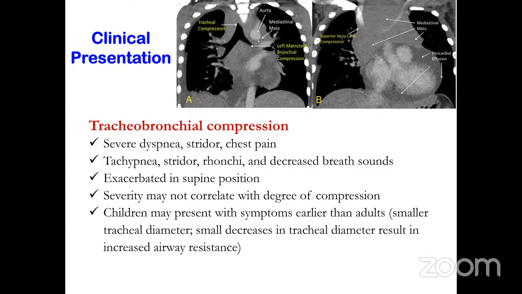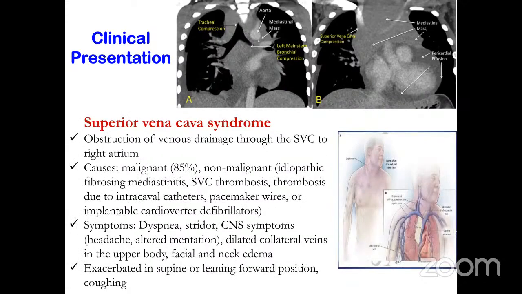Also, children can have symptoms earlier than adults because they have a smaller airway diameter, and because of less cartilaginous support these structures can have a decrease in tracheal diameter. That can lead to increased airway resistance, and hence the manifestation of airway symptoms is much higher.